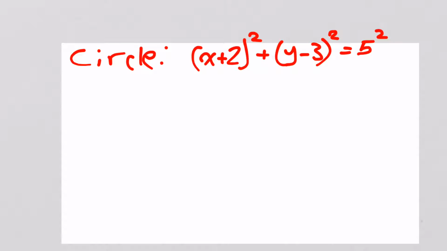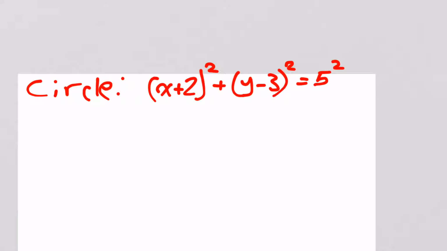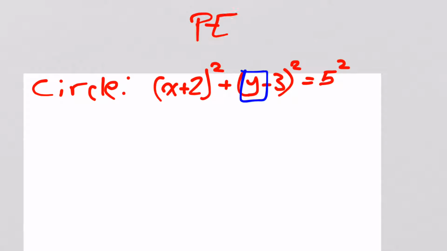So let's say I have this circle equation, (x + 2)^2 + (y - 3)^2 = 5^2. First off, I know it's a circle because x is squared, y is squared, they're added together, and it equals a radius squared. So what we want to do is solve this for y. We're trying to get that piece by itself, which means we need to follow order of operations, PEMDAS, but since we are solving, we need to follow it backwards.